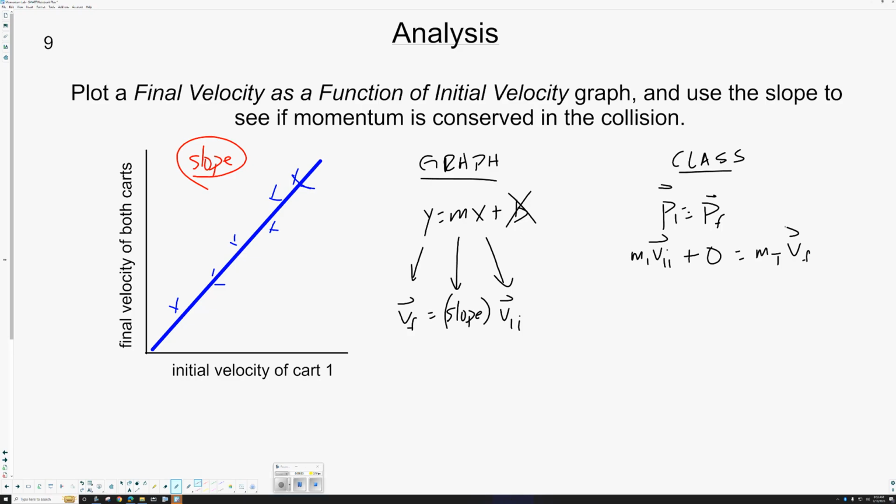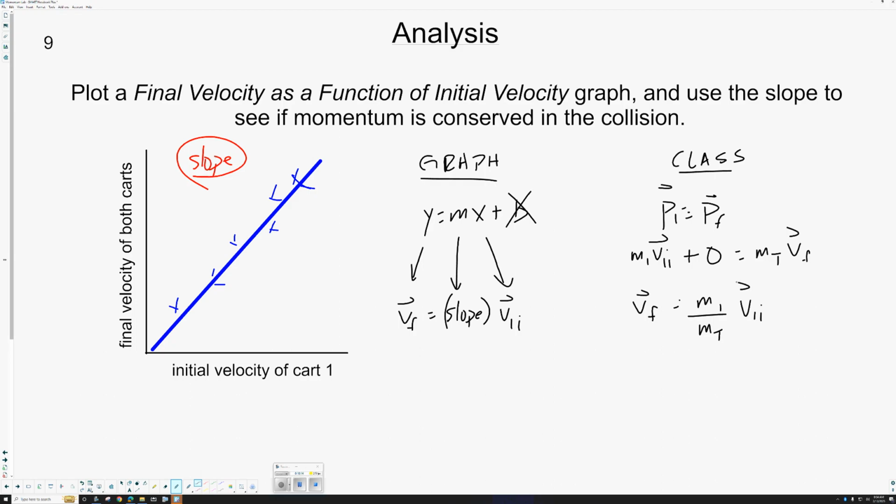Now remember what we do next? We want to make this look like the equation from the graph. In other words, since we solved for Vf in the graph equation, we want to solve for Vf in the class equation as well. So let's take the M total over by dividing. Vf is equal to mass 1 over mass total times V1i.